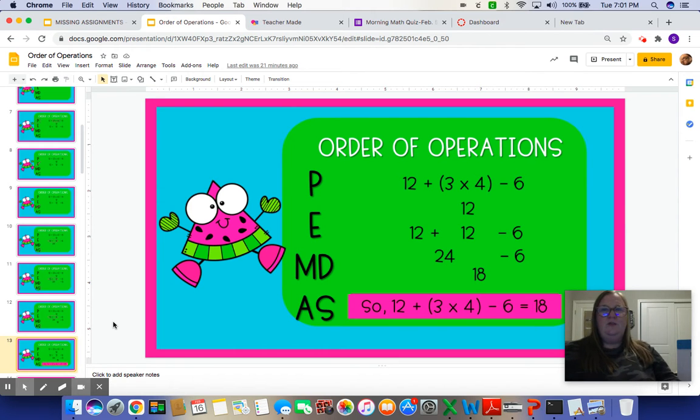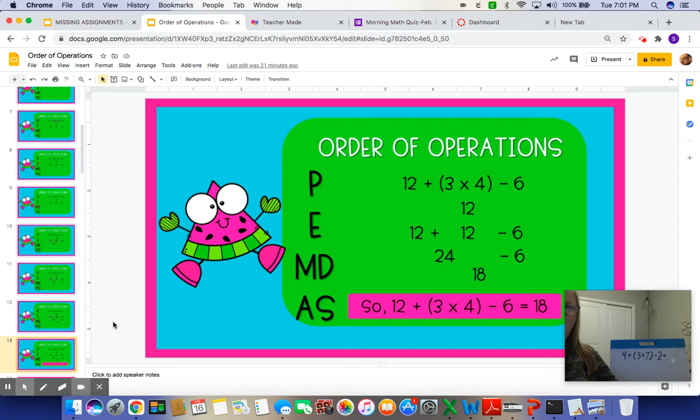Now I'm going to look at this problem I have written for us on this board. Hopefully you'll be able to see that. So we're going to start with this problem. Hopefully you can see it. It says 4 plus 3 times 7 minus 2 equals, and we have to solve for that.